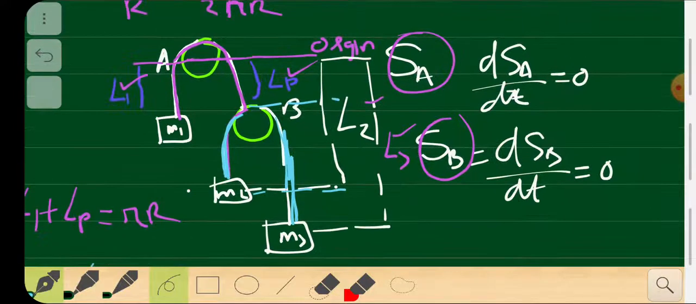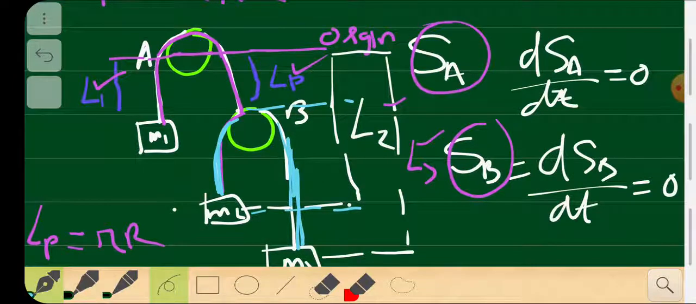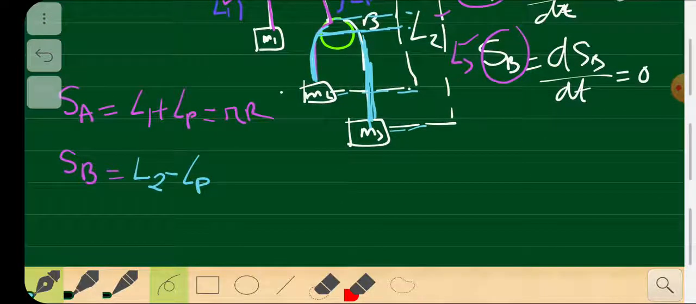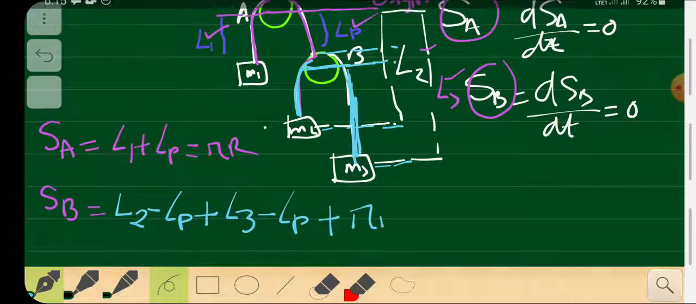LP is to the center, right? Remember that I'm taking the center as LP. So this distance will be L3 minus LP. So that is L2 minus LP plus L3 minus LP plus the same pi r. So now we know dS by dt will be the same.